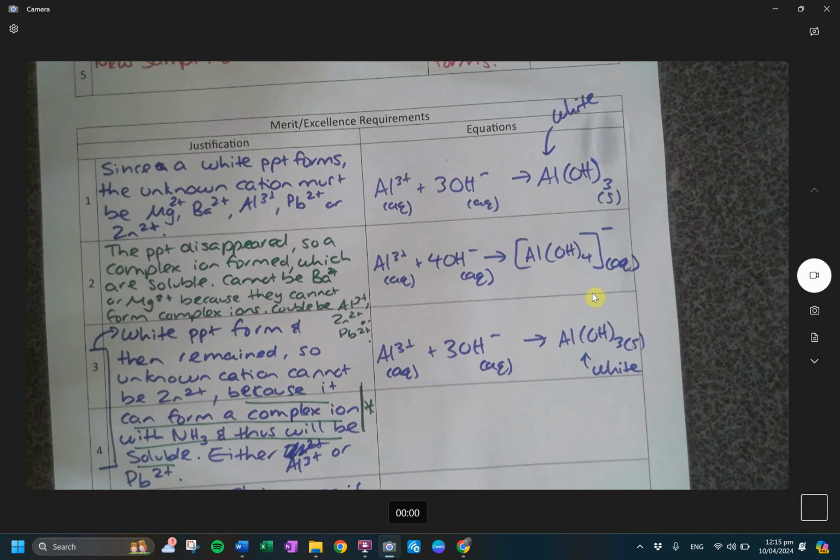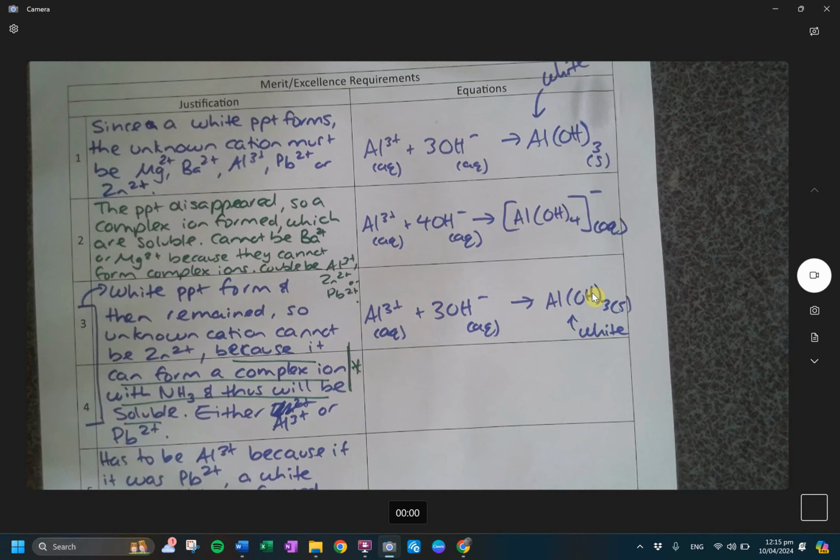Do I have to write an equation for number 5, or number 4? No, because number 4 was just the white precipitate remains, so you don't need to write a new one. And number 5, we had no precipitate, so you don't have to write an equation. Are we good? All right, we end at 25, don't we?